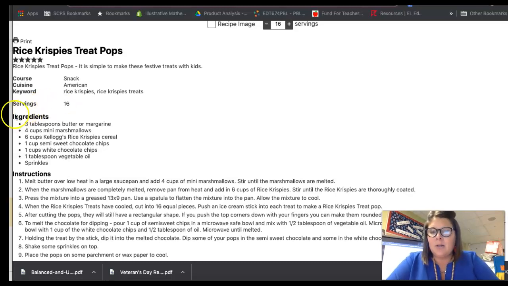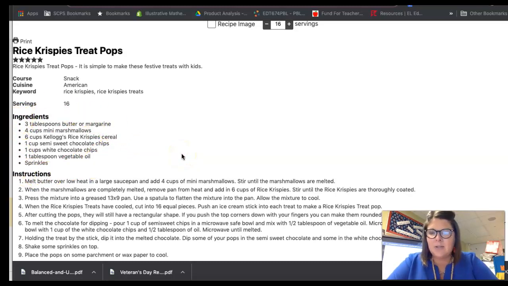The other parts are the ingredients. The ingredients tell us what we're going to need in order to make the Rice Krispie Pops, or whatever it is that you're making. So this way you can be prepared, have everything out, have everything ready. So here are our ingredients for the Rice Krispie Treat Pops.